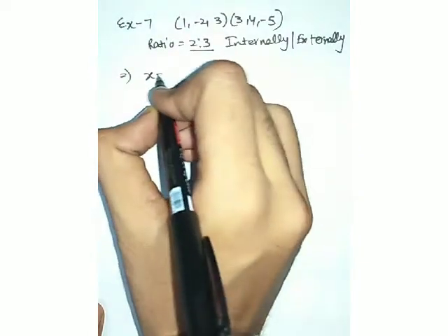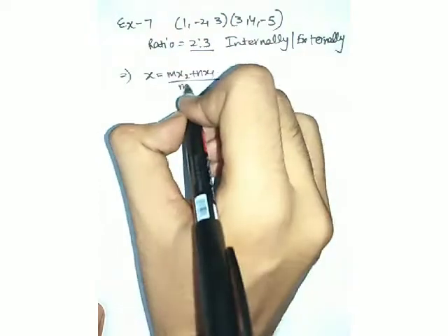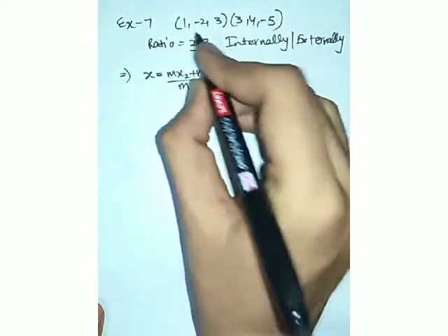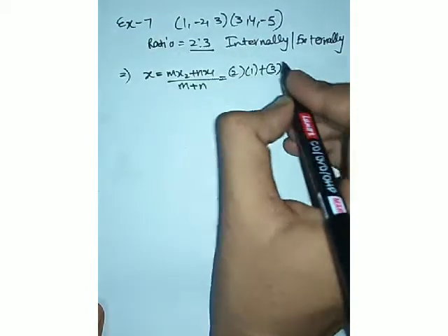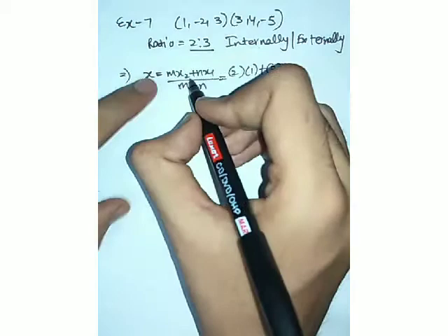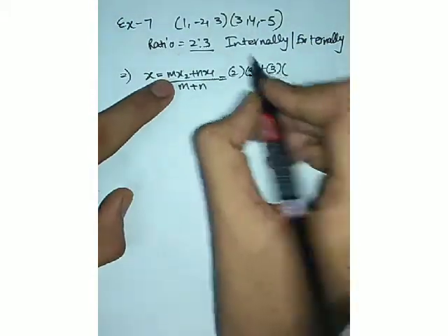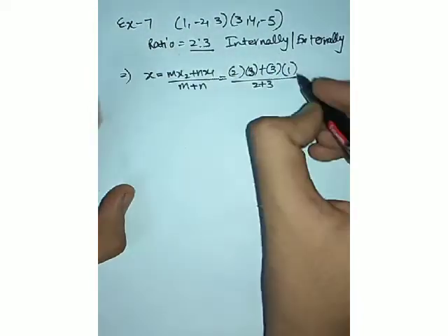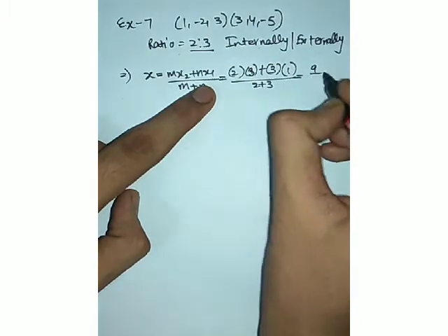So what's the formula? X is equal to (mx2 + nx1) upon (m + n), right? So what is m? That is 2. What is x2? That is 1. Then plus what is n? That is 3. And what is x1? Here it was x2, it means it was 3 here, and here it is x1, it means 1 would be here. M plus n, it means 2 plus 3. So after solving, 2 3s are 6 plus 3, 9 upon 5.